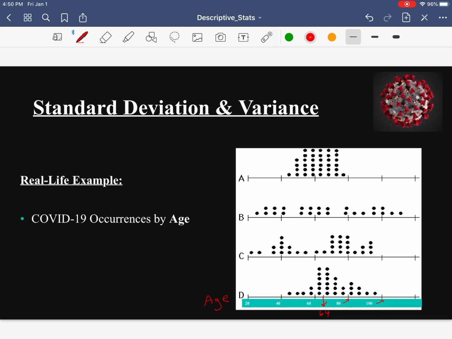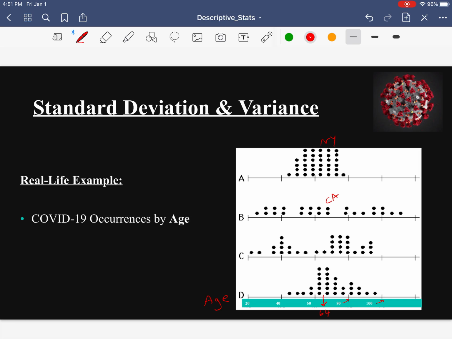The average age might be 64, but different states, for example, may have a different standard deviation. So maybe I say New York, right? In New York, all of the cases are more closely clustered around the mean. But if I look at California, it's the same mean. So on its face, you may say, well, New York and California, they're the same because the mean is 64 years old, the average age of people who get COVID. But when I look at the standard deviation, I can see much more information.